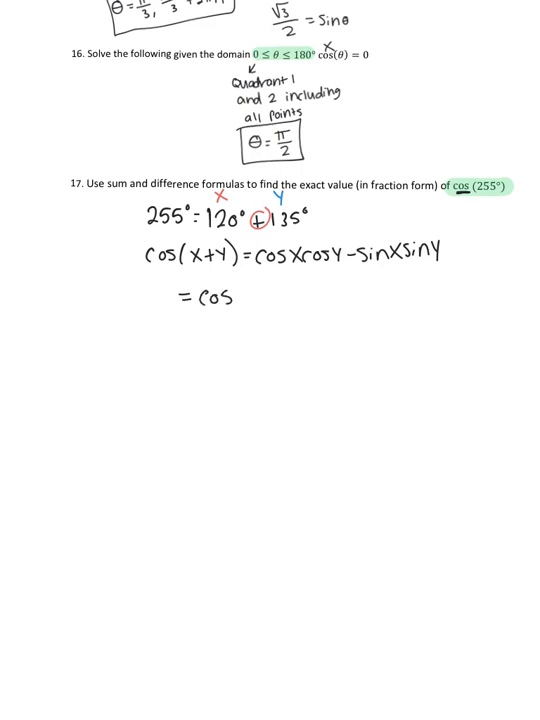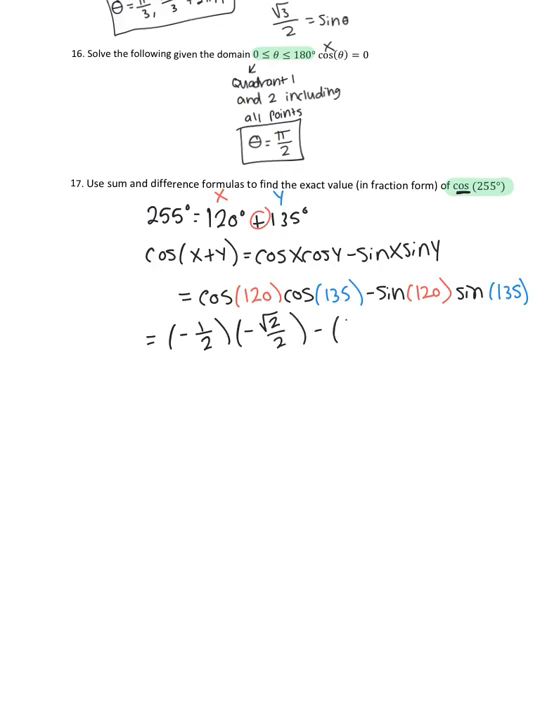So I'm going to have cosine of 120, cosine of 135, minus sine of 120, times sine of 135. Okay? The way that you're going to find those numbers, you're not going to type this whole thing in your calculator. You're going to look at your unit circle. You're going to find what's the cosine of 120, what's the cosine of 135, and so on. So cosine of 120 is negative 1/2. Cosine of 135 is negative root 2 over 2.